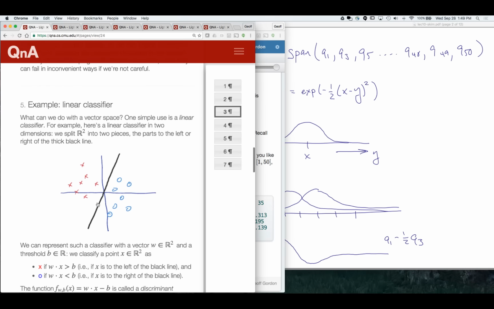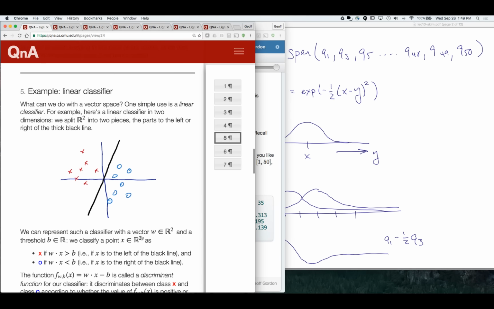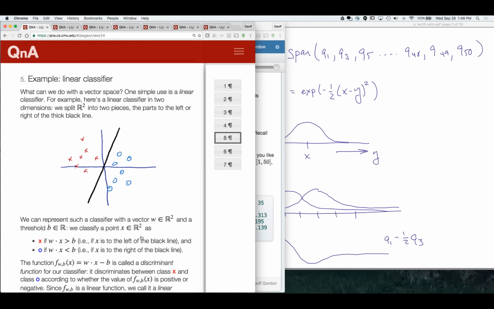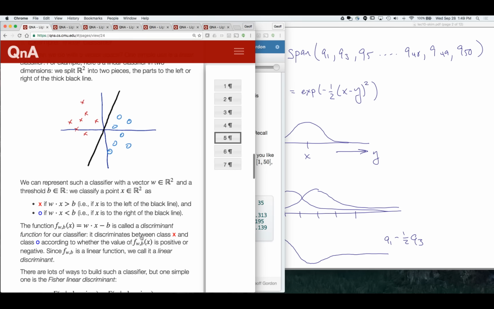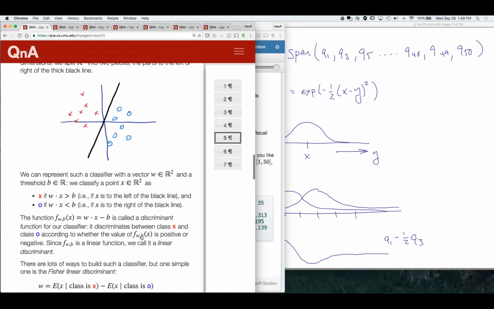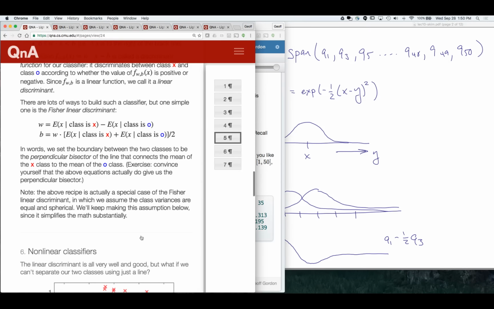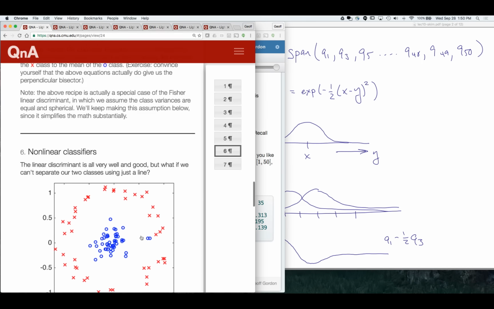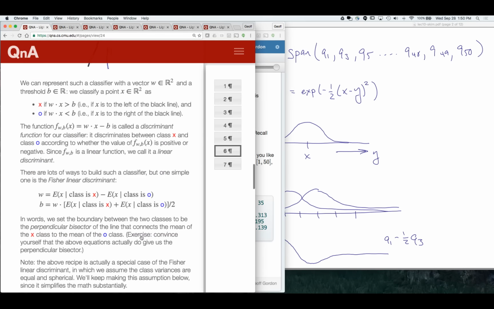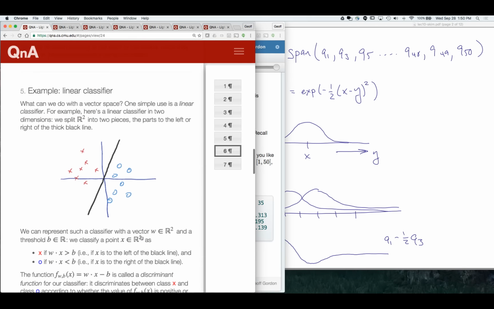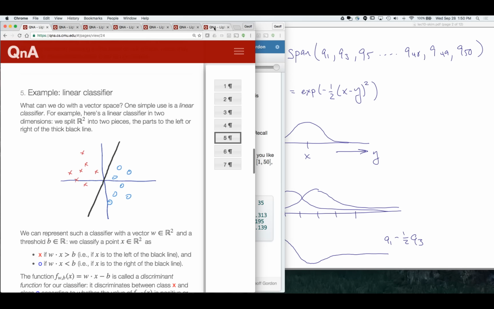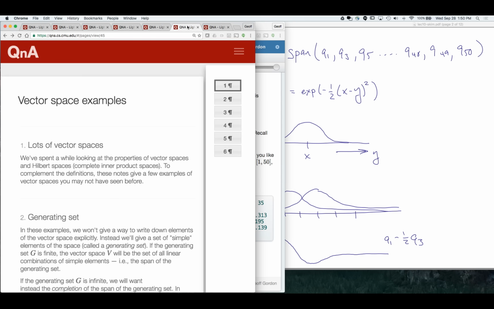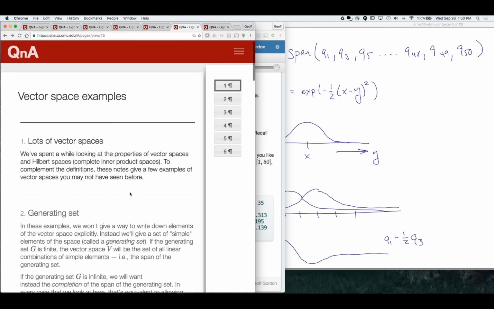And so one of the main uses of vector spaces for machine learning is to define classifiers. And we went through discriminant functions a while ago. People should feel free to ask questions about discriminant functions, and I will come back to them after we go through the vector space examples. Well, here are the vector space examples.